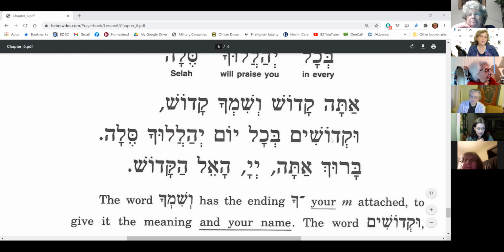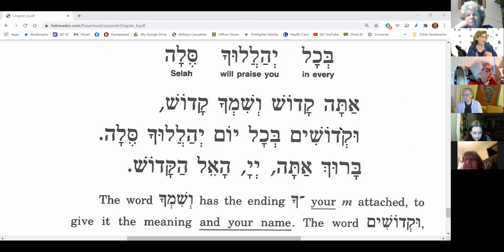So, ukadoshim, and the holy ones. Remember we learned that if it's an adjective, it could also represent a noun. In this case, kadosh is holy, and I could say it's also holy one. In this case, it doesn't have any other subject. So often you'll say holy ones, b'chol yom, every day, in every day. Yehalelucha. It's such a cool word. It's kind of like you have to add water.